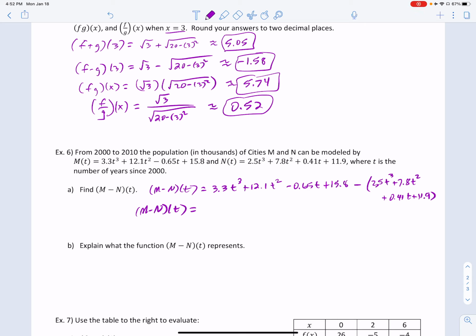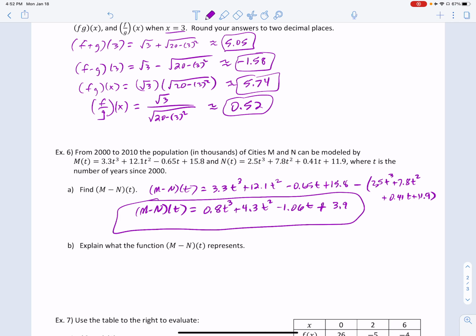And so the like terms, 3.3 minus 2.5 comes out to 0.8t cubed, and then we get plus 4.3t squared when we take 12.1 minus 7.8, and we end up with a minus 1.06t, because you get a minus 0.65 minus 0.41, you end up adding those, but it's negative, and then 15.8 minus 11.9 is 3.9, so plus 3.9. So there is our function.